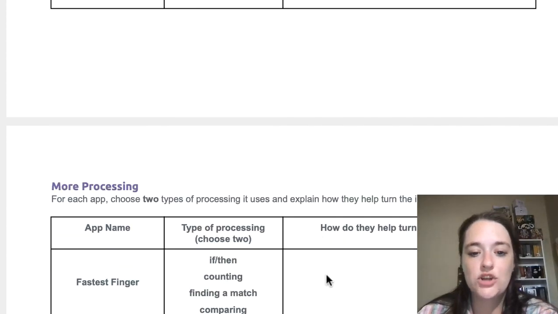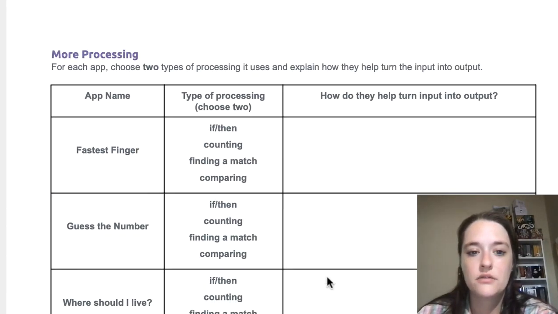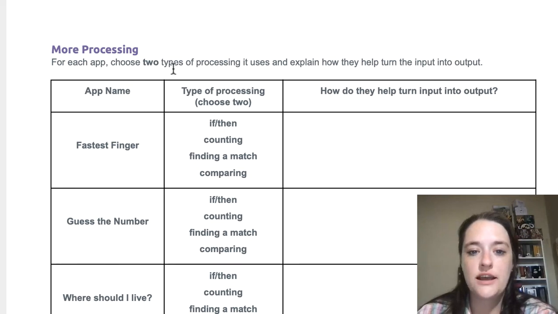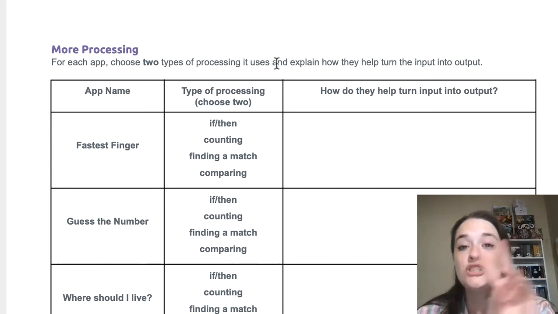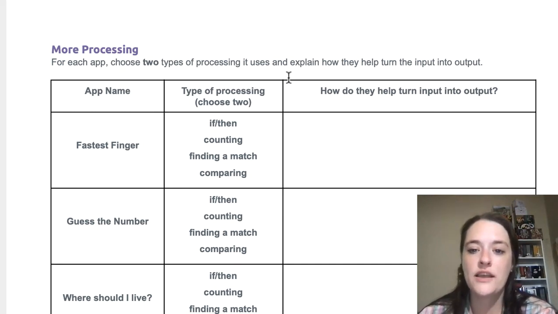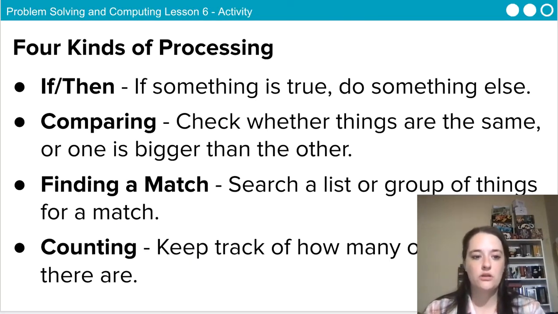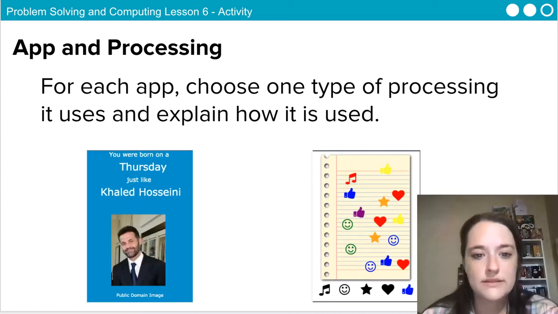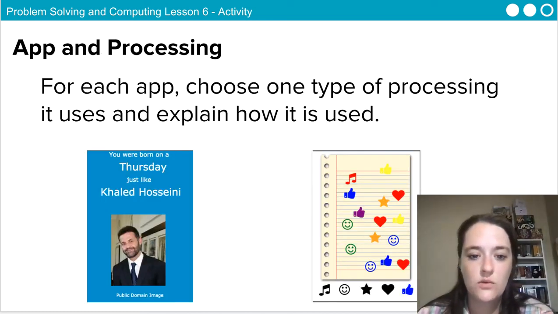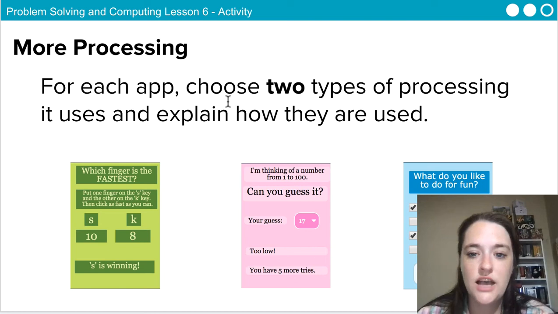So this next chart under more processing, all right, for each app, choose 2 types of processing it uses. So we're choosing 2 this time, okay? And explain how they help turn the input into output. All right. These apps are a little more complex. All right, the Fastest Finger app. Let's see, for each app, choose what's being processed and how it is used. There are 2 types of processing, okay?